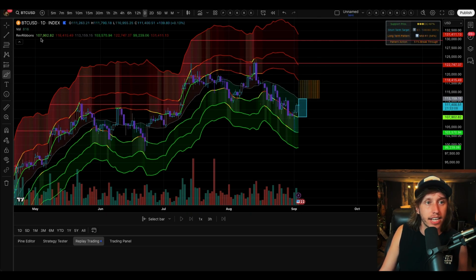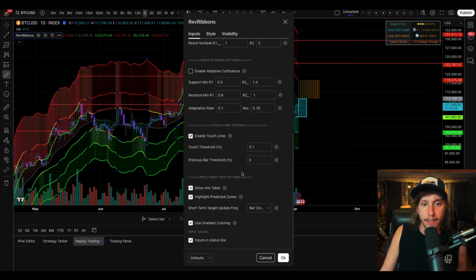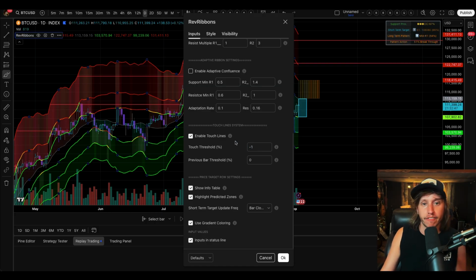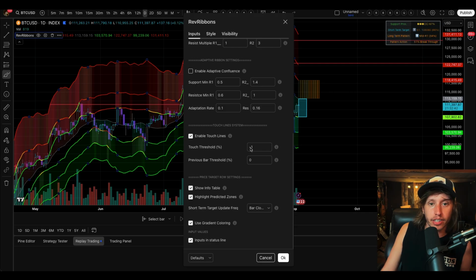You can mess with the settings. There's just a couple settings for that. One is the touch threshold, which means right now, if price is 0.01% from actually touching the band, it still will create a touch line. So if you want that to be harder, you can put it down. You can put it like -1. So this makes it very hard. Price has to actually break out over the line even higher to make a threshold, or you can make it really easy. You can put it 1%.